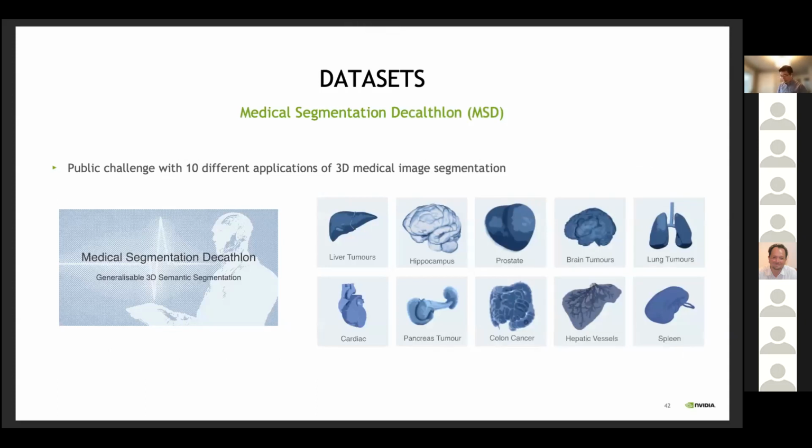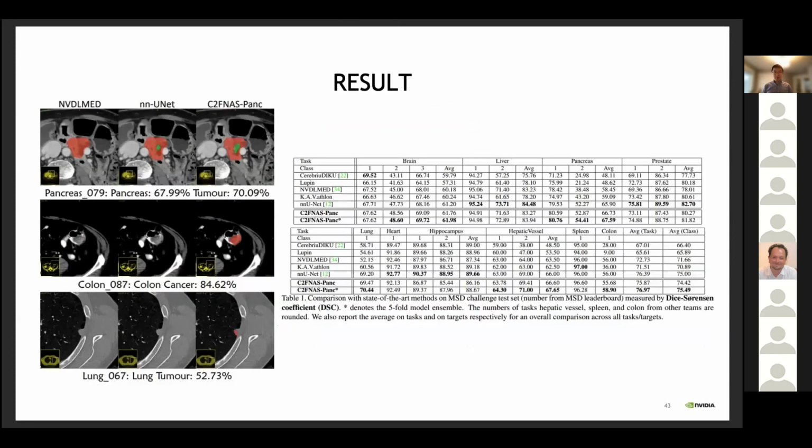And we evaluate our algorithm's searched model on this large-scale medical image segmentation challenge or data set. It is available online, and the public leaderboard is still active right now. It contains 10 different segmentation tasks, including both CT and MRI, and also organs and tumors. During that year, 2020, C2F-NAS was state of the art for that challenge, and we outperformed all the participants, including UNet and other entries.